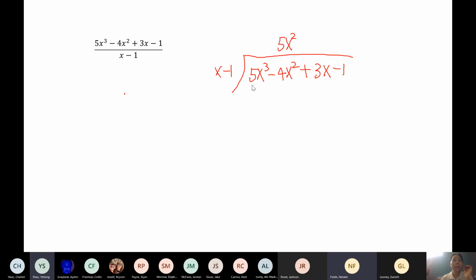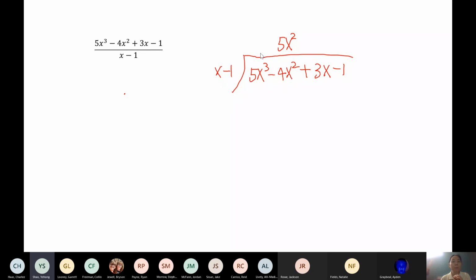Aiden, do you know what to do? So Natalie said you will multiply 5x squared with x minus 1. But how did she get 5x squared? Do you know? By dividing the x out of 5x cubed. Yes, very good. Thank you.